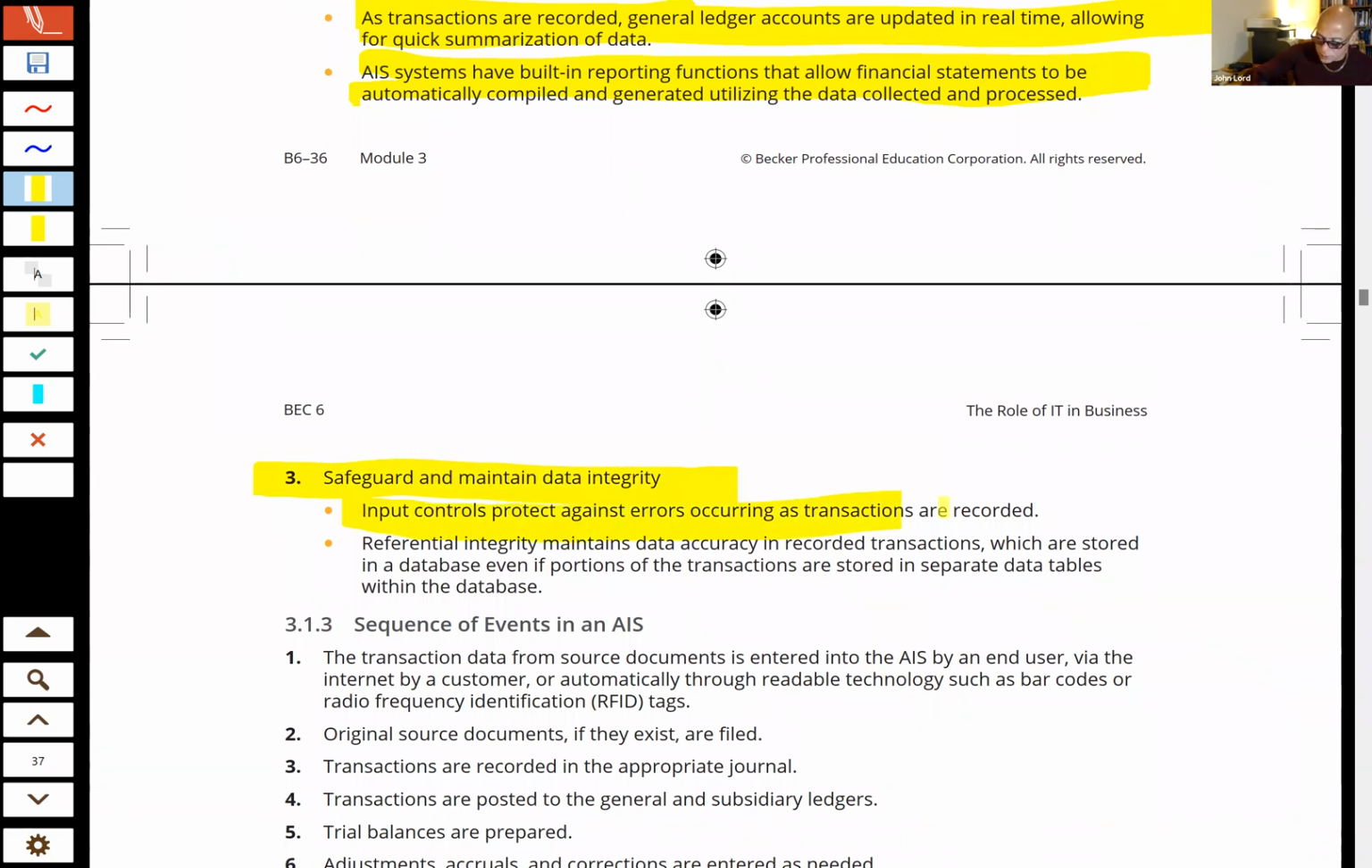Okay, we have input controls. Input controls are common in an accounting information system. If you've used a general ledger software package, I tell my introductory accounting students nowadays, we don't have to worry about putting in a different amount for a debit and a credit, because most general ledger systems will have what? An input control that won't let a transaction like that go through, right? And then referential integrity maintains data security in recorded transactions stored in databases.